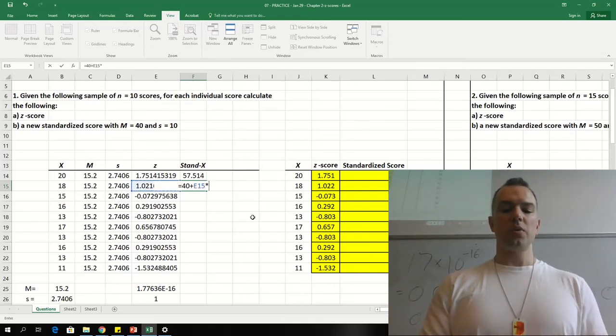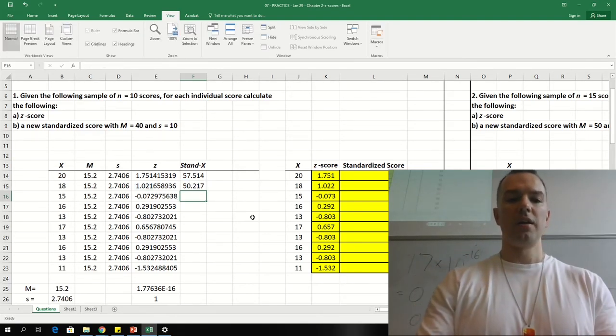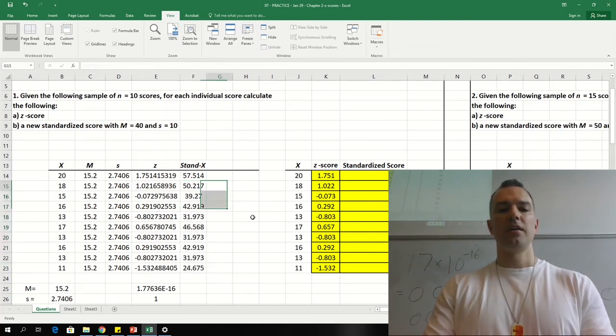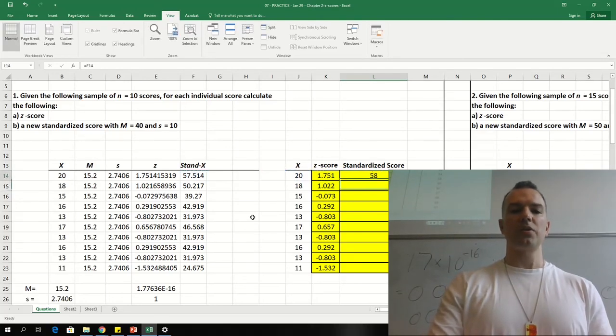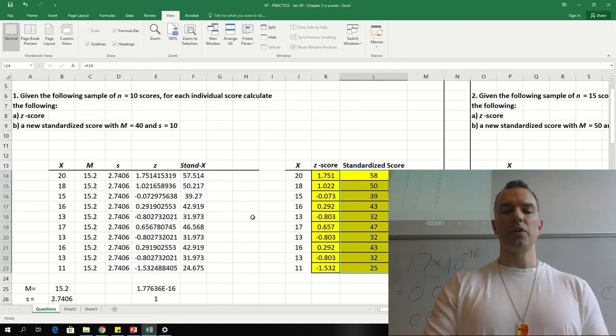Add to that the z-score multiplied by the new standard deviation that you want, which is 10. And then we can copy and paste that all the way down. And we can enter that into our standardized score answer cells and see that we got those ones correct.